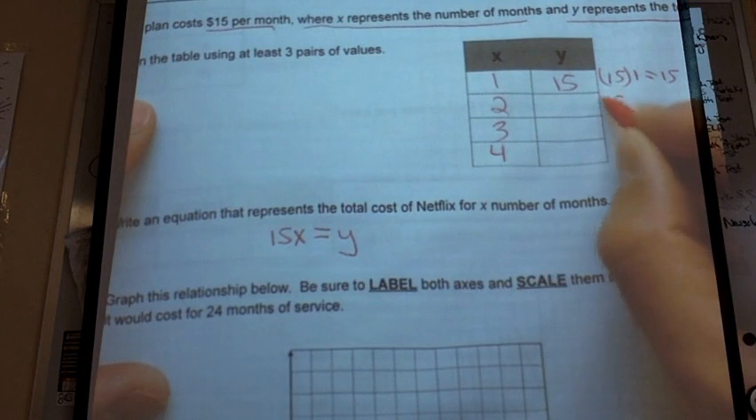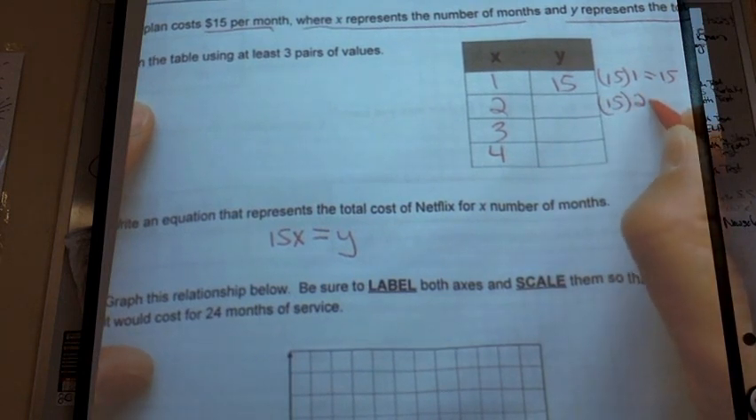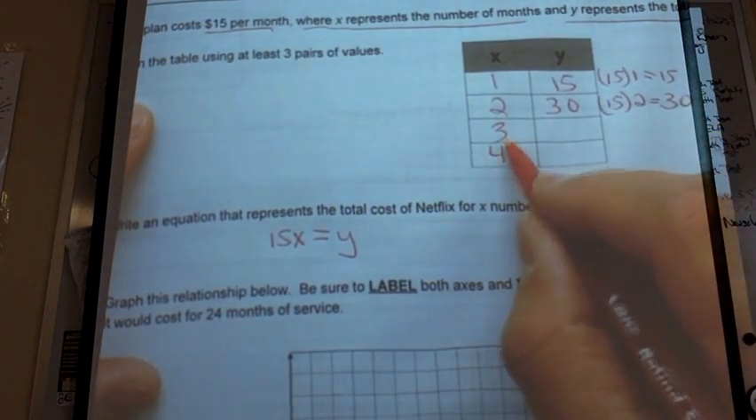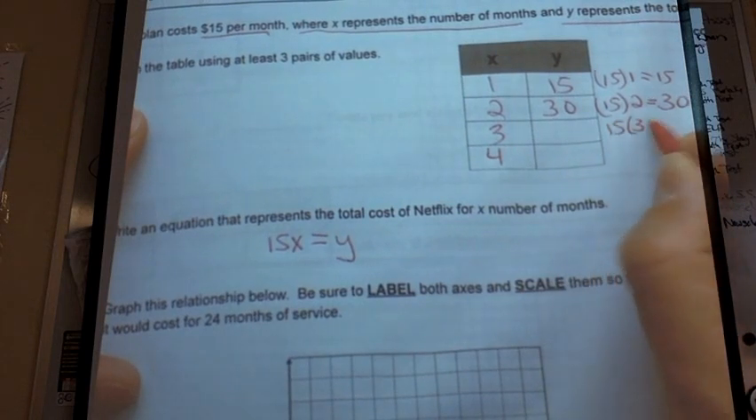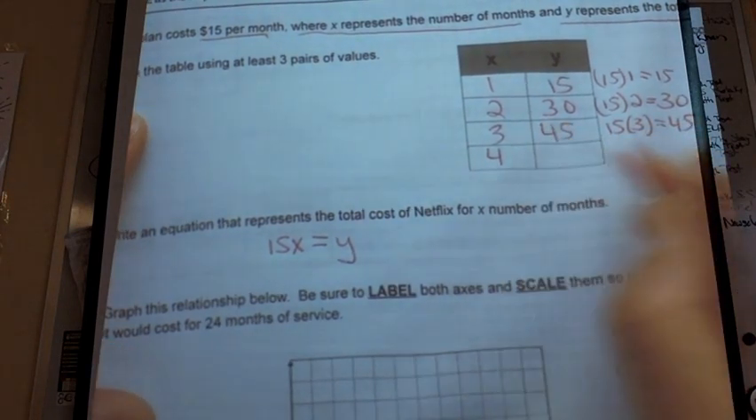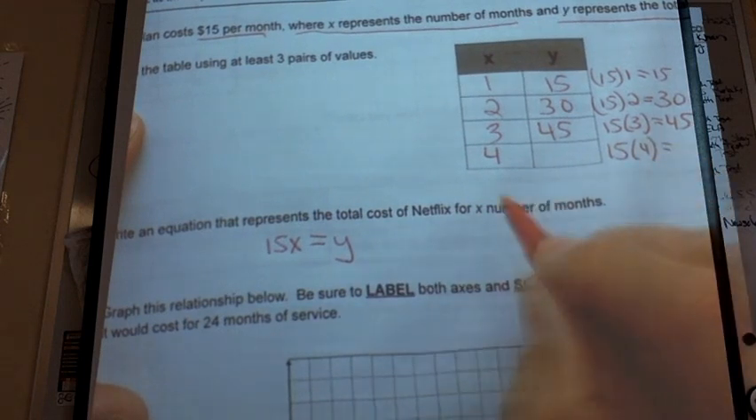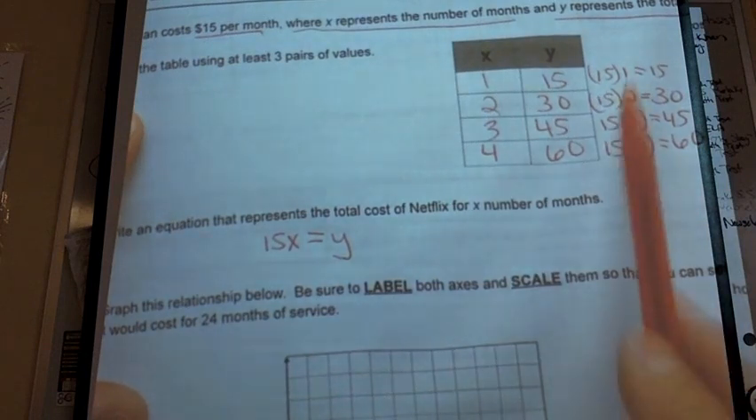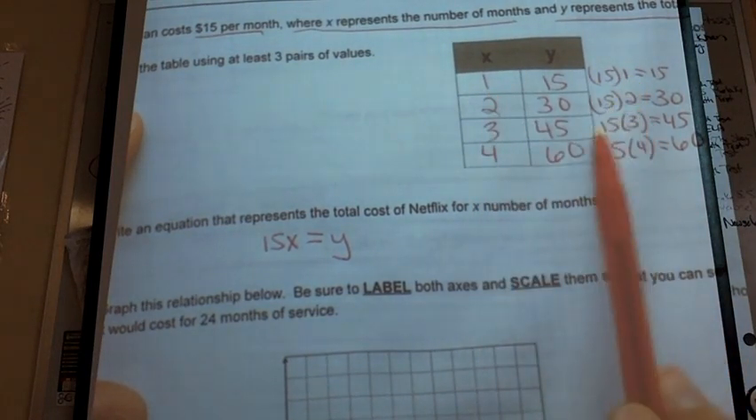We had 15 times 2 months will equal 30. We want to know the total cost in 3 months. So it's going to be 15 times our 3 equals 45. And our last one, 15 times 4 months equals 60. So you can pick any numbers you wanted here. You're just going to take 15 times the number that you chose for X.